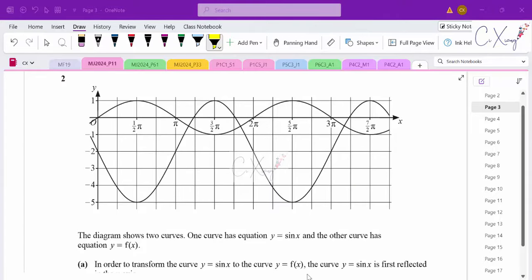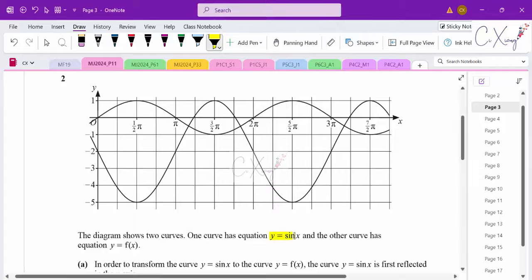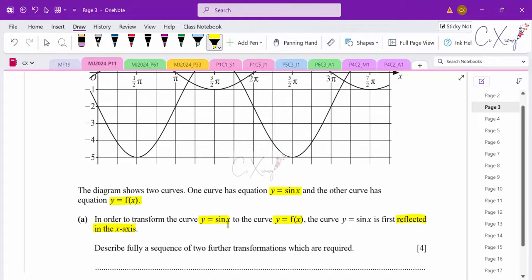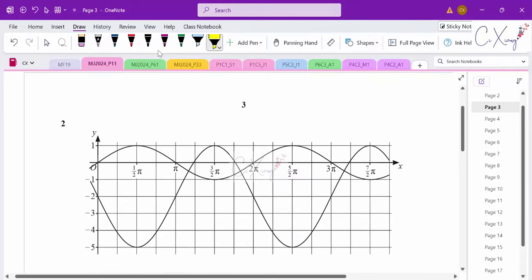Question number 2. The diagram shows 2 curves: one curve has the equation y equals sin x, and the other curve has the equation y equals f(x). In order to transform the graph y equals sin x to the curve y equals f(x), the curve y equals sin x is first reflected in the x-axis. That means an up-down reflection, a reflection in the y direction. So we need to know which one is y equals sin x first. I think it's quite obvious: y equals sin x means this one.